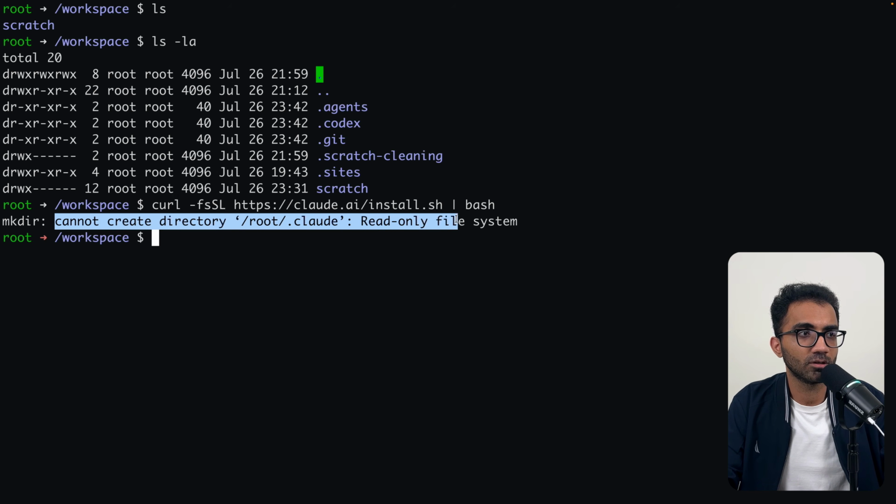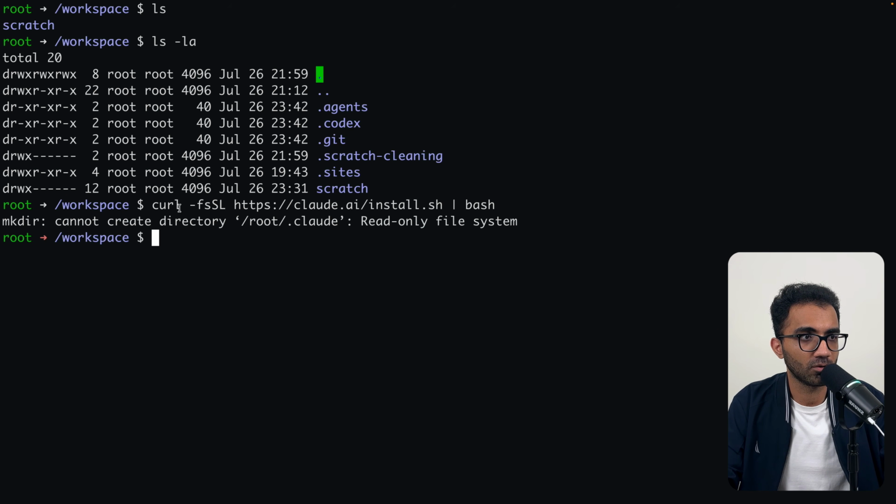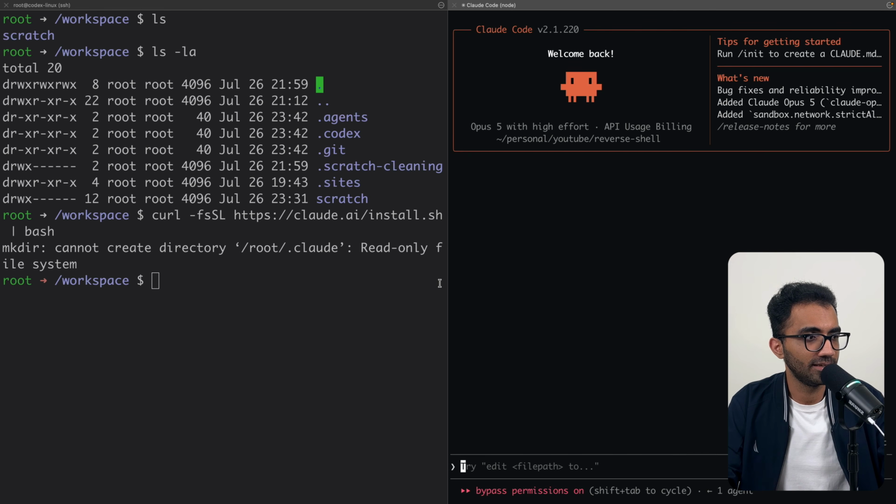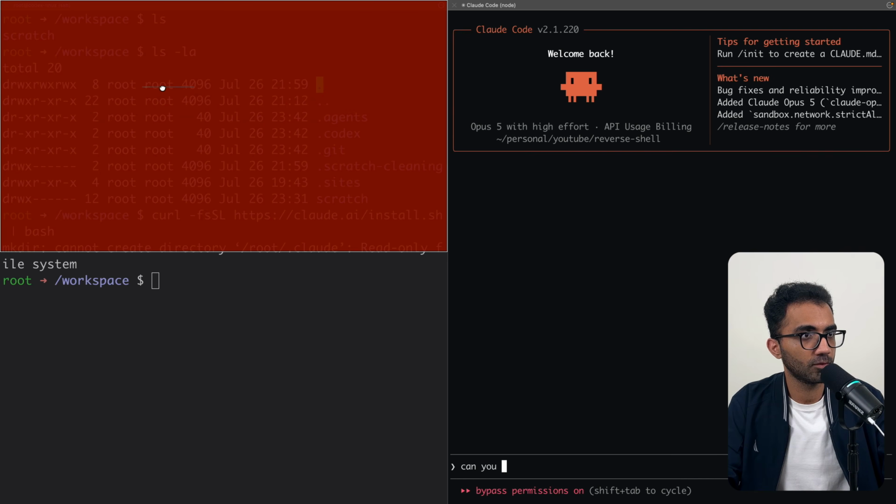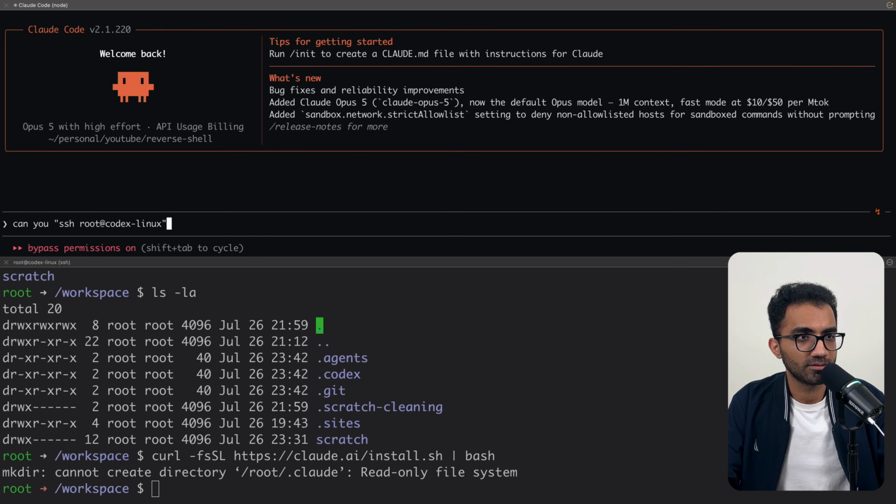Yeah, so these sort of things also exist. Like these are problems. A lot of these directories and stuff, you can't really override them. So what I can do instead is I can say it. Can you, maybe I should just put it here. Can you SSH root @Codex Linux and install Claude Code inside it? It has a restrictive file system.